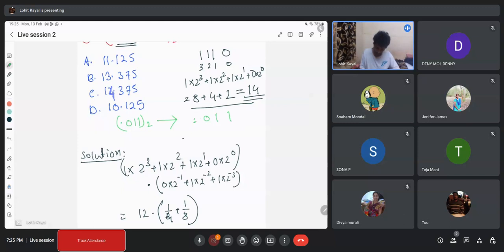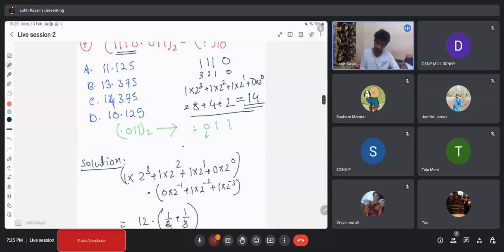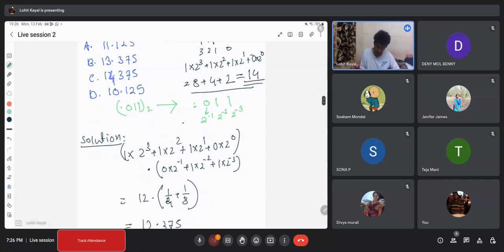Here we have started from 0. Then obviously on the right hand side, it will come like 2 to the power minus 1, 2 to the power minus 2, and 2 to the power minus 3. So the answer will be 0 into 2 to the power minus 1, this 0 is coming from here, plus 1 into 2 to the power minus 2, plus 1 into 2 to the power minus 3. If you calculate, you will get 0.375, and it has a base 10. So 0.011 base 2 will be 0.375 base 10.